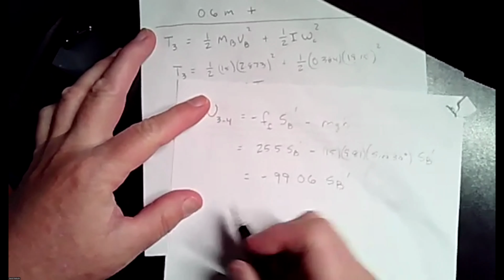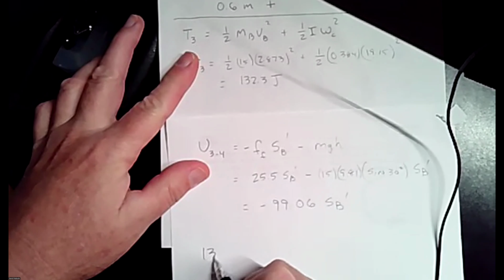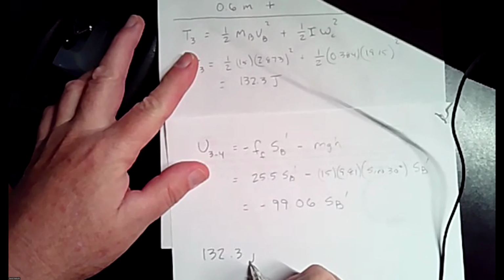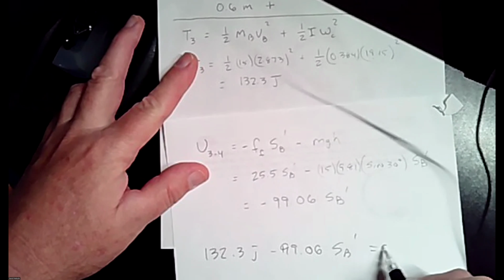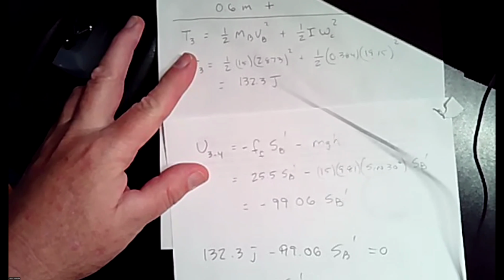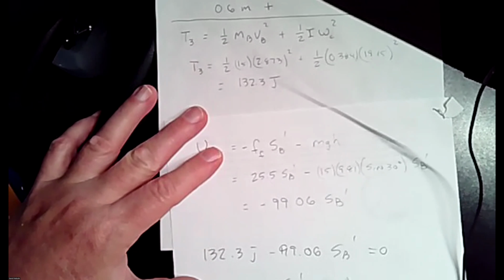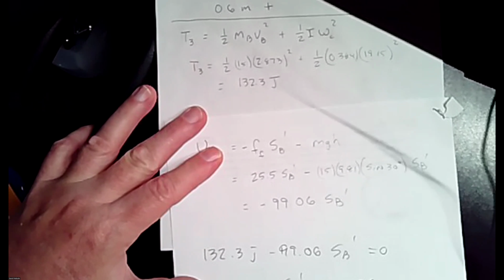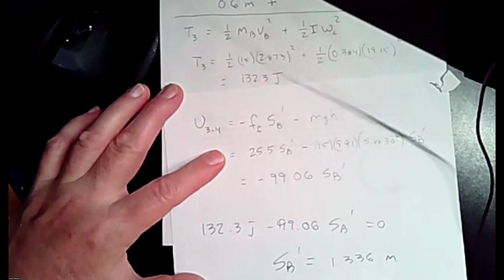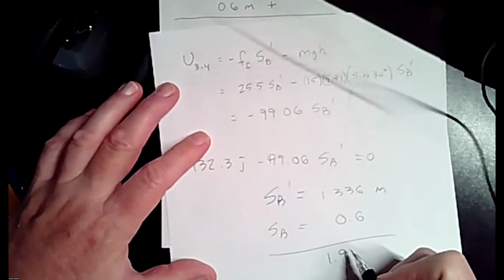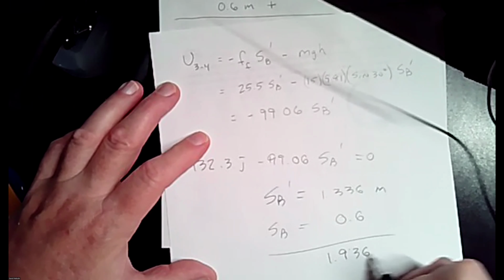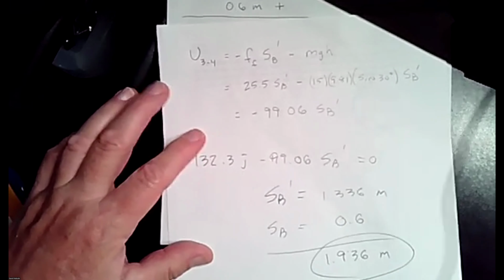Okay. And that's pretty much at the end now because we know that's going to be roughly 132.3 joules minus 99.06 SB prime equals 0. Therefore, SB prime gives us a value of about 1.336 meters. And then if we add SB, the original 0.6, to that, we get 1.936 meters. So that's the total distance it slides.